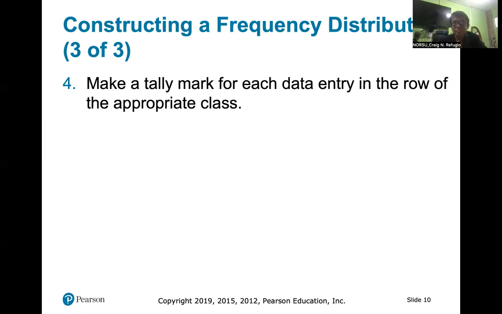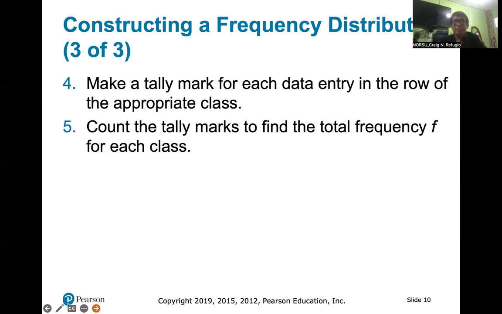Make a tally mark for each data entry in the row of the appropriate class. So go over the row data. Then you are going to tally each of those data found in the set as to where it belongs. So what kind of class does it belong to? Five, count the tally marks to find the total frequency for each class.